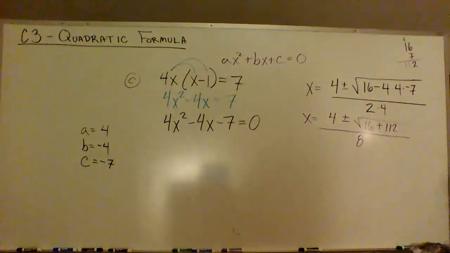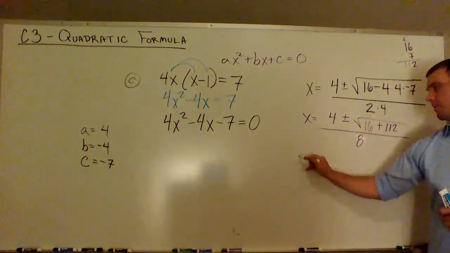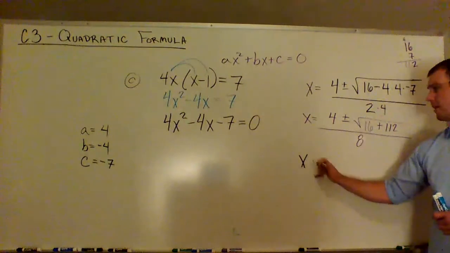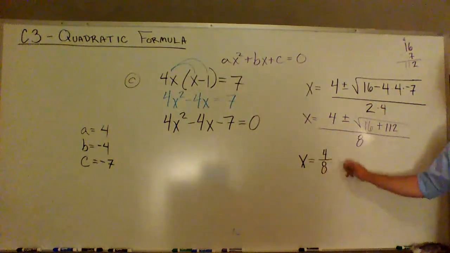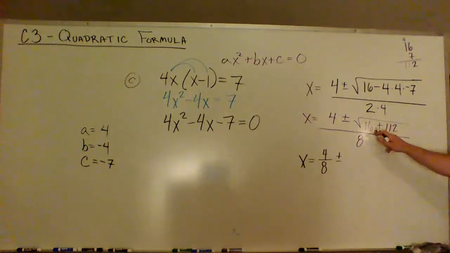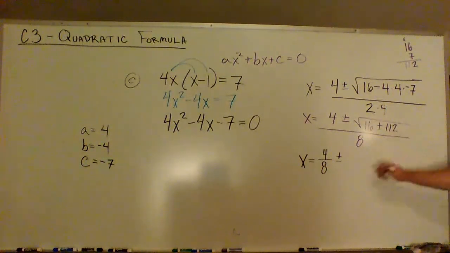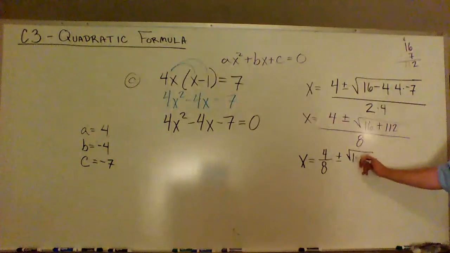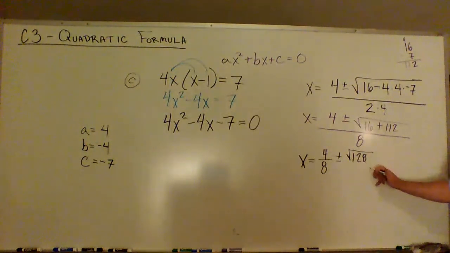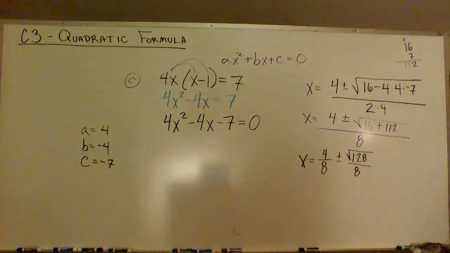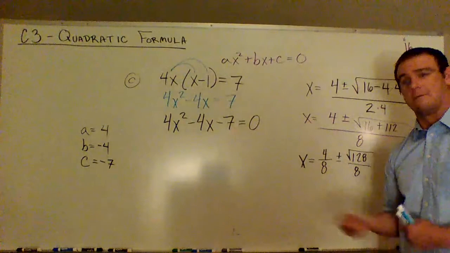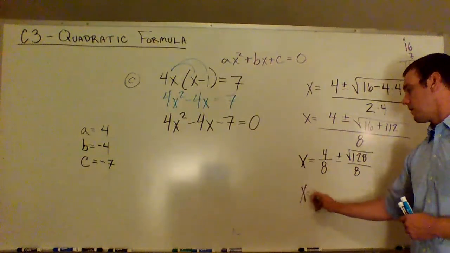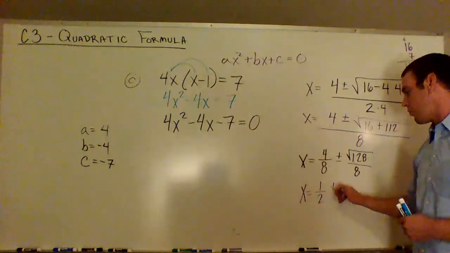Okay. I'm going to split these up now. You could have split them up last time if you really wanted to. X is going to equal 4 over 8, plus or minus 16 plus 112, which is the square root of 128, all divided by 8. All right, so 4 over 8 reduces pretty easily. That's just going to be 1/2. X equals 1 over 2, plus or minus.